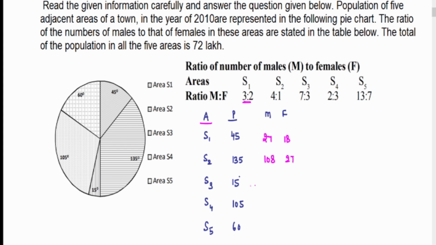For S3, 7:3, 10 parts, each part is 1.5. 1.5 into 7 is 10.5. 1.5 into 3 is 4.5. For S4, 2:3, 5 parts is 105, each part is 21. 21 twos are 42. 21 threes are 63. For S5, 13:7, 20 parts, each part is 3. Therefore 13 threes are 39. 7 threes are 21.